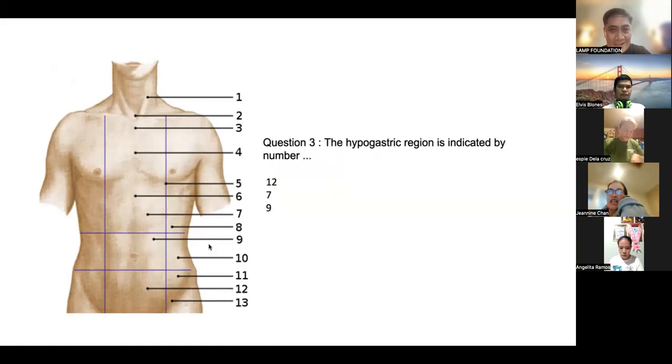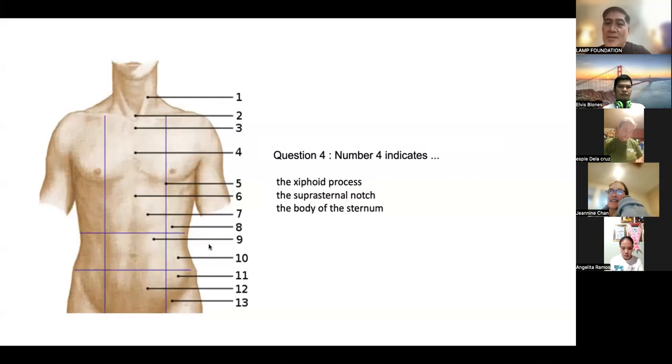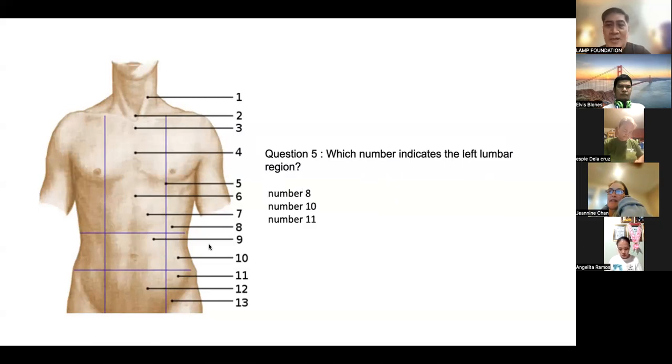Suprasternal notch. Great. The hypogastric region is indicated by what number? Number 12. Number 4 indicates what? The body of the sternum. Wow. Which number indicates the left lumbar region?